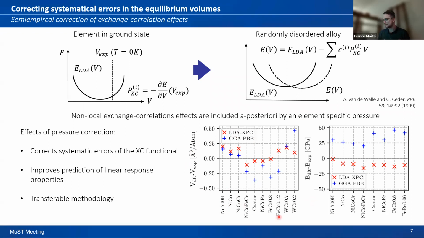And this works not only for our iron group elements here, but also for alloys containing these 5d elements. And this effect is even more pronounced for the bulk modulus, where our method only slightly underestimates the bulk modulus as compared to these GGA-PBE calculations. And the good thing is, it's a transferable methodology too.